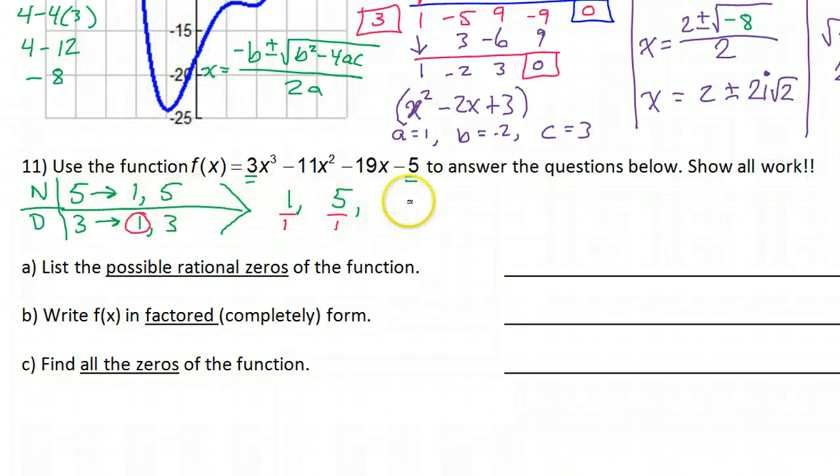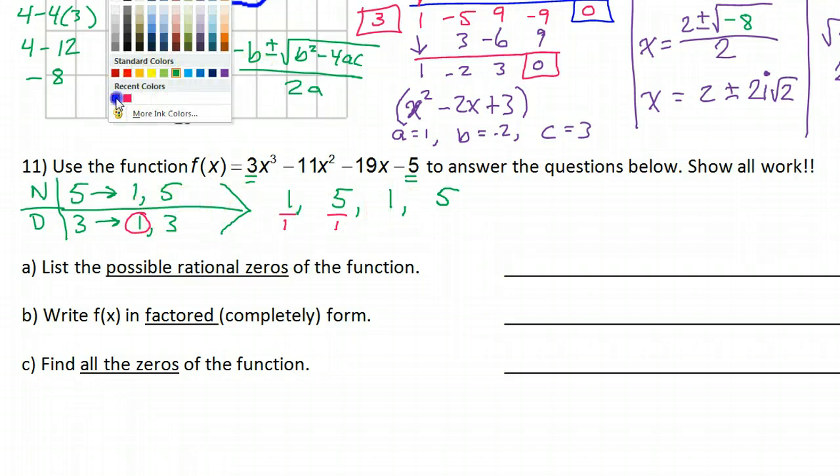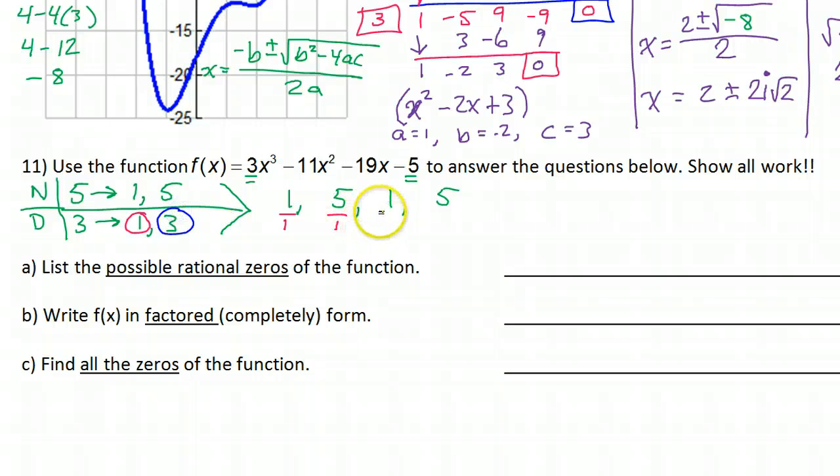So I'm going to do these numerators again. So I'm going to go 1 and 5 again. But this time I'm going to put them over a denominator of 3. So 1 over 3 and 5 over 3. Then I will reduce these and eliminate any repetition, and I will understand that all of these could be positive or negative. So it's really plus or minus all over the place. And this will give me all of my possible rational zeros.